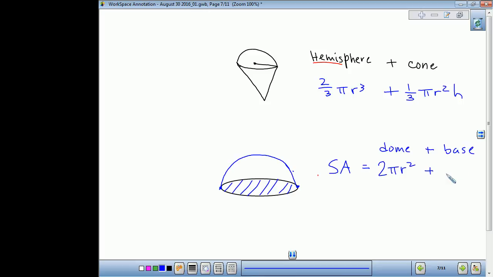What is the base? The base is a circle, so its area would be pi r squared. And you'll never have to know this, but we could just add it together and have 3 pi r squared. Wait, wouldn't it be pi r 4? Oh, you're adding. No, Brad.